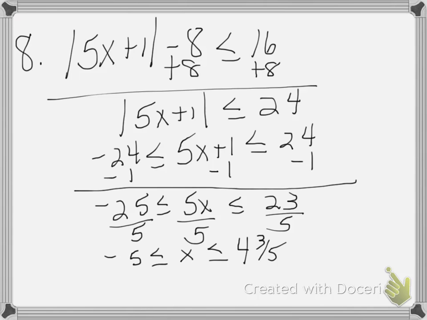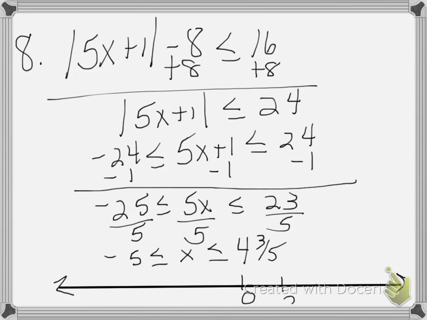Okay, drawing a number line. Negative 5 is right here. 4 3/5 is about right there. You can label it. And everything in between.